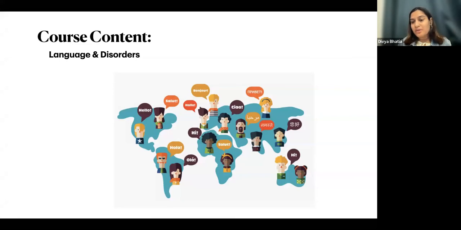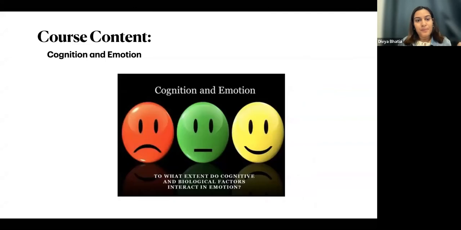So every chapter is associated with disorders in that field. And then finally, in the last weeks of the semester, we will be discussing cognition and emotion, because emotion is one important aspect, but is generally not discussed. So that's why this chapter has been introduced in this course. So here we will be discussing how your cognitive processes are influenced by your emotions.